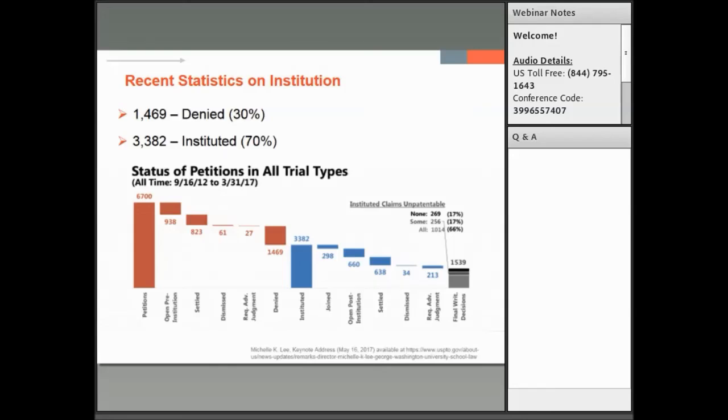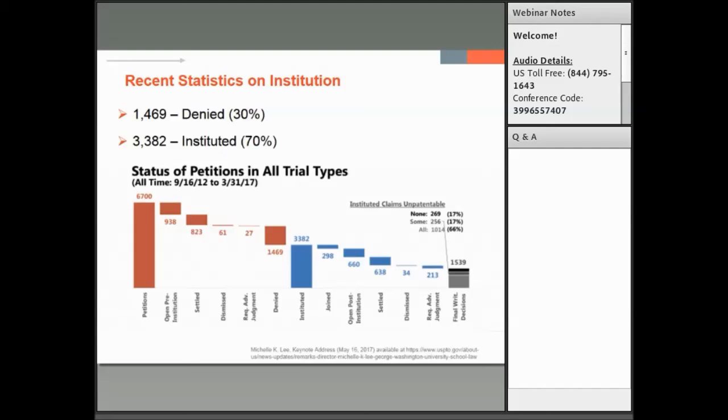Traveling further down the waterfall to the very end, we see those patents that make it all the way to a final written decision. According to these numbers, as the PTAB is reporting, 66% of petitions have found all of the challenged claims invalid, while 17% of petitions have held some of the challenged claims invalid. So if petitioners make it all the way to a final written decision, they stand an 83% chance of being successful on at least some of the claims they've challenged.